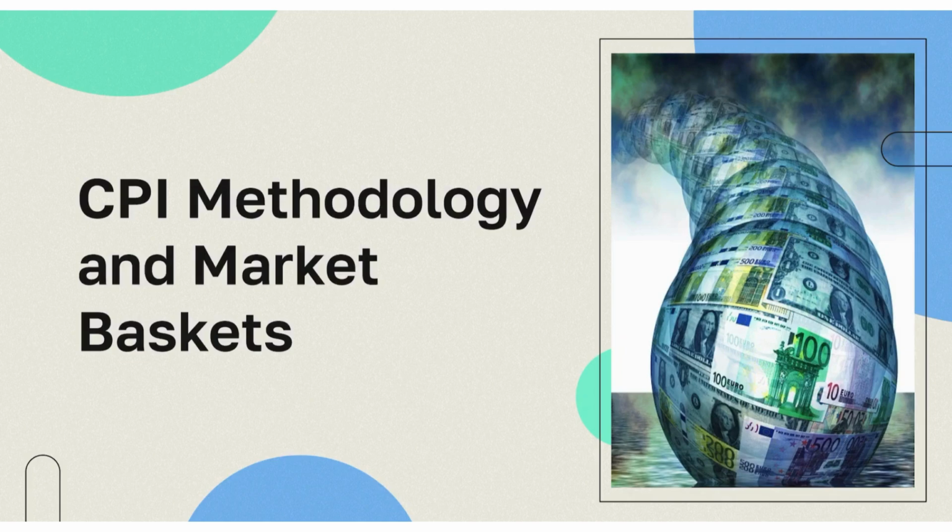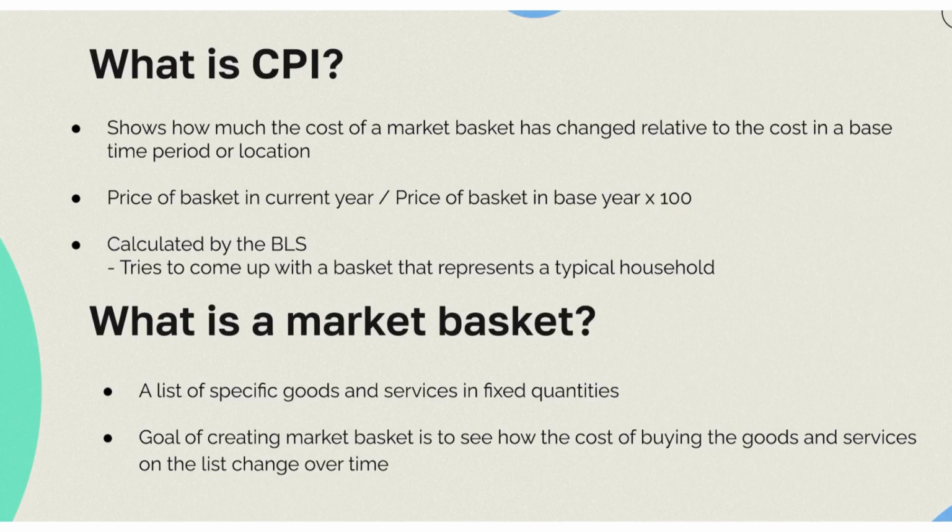Okay, so this video is going to cover CPI and market baskets, which comes from Chapter 8, The Cost of Living. So CPI just shows how much the cost of a market basket has changed relative to the cost in a base time period or location. And that's calculated by doing the price of the basket in the current year over the price of the basket in the base year times 100.